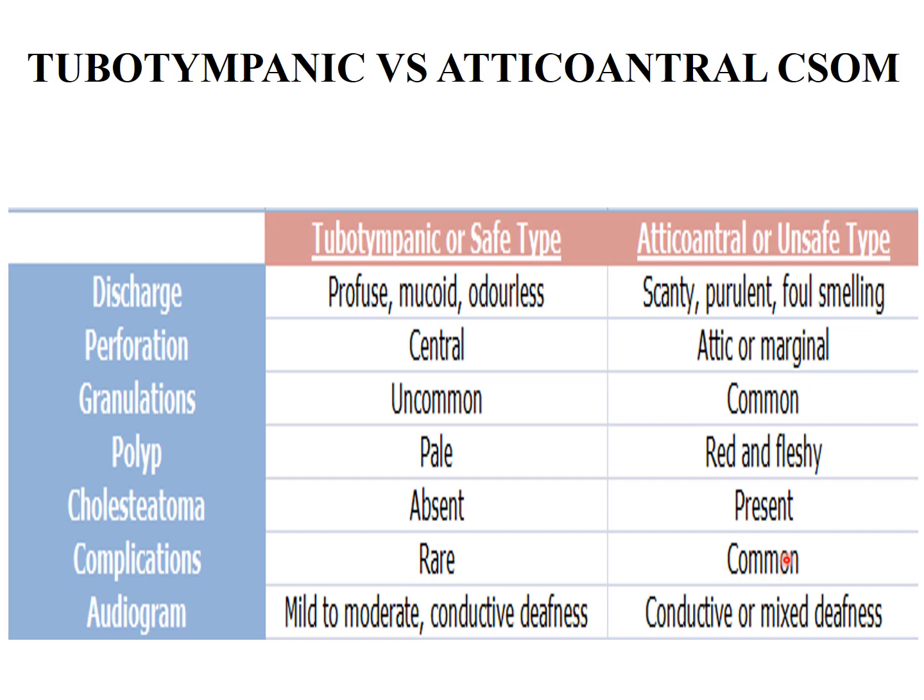So complications are common. Audiogram may show mild to moderate conductive deafness, while in atticoantral, a sensorineural element may also prevail, leading to mixed hearing loss also, but commonly again there will be a conductive deafness.